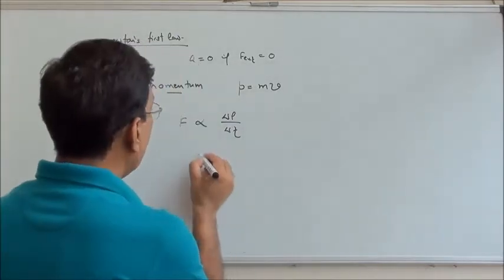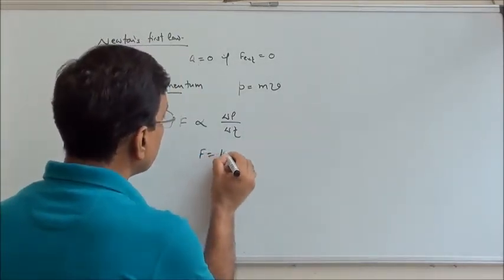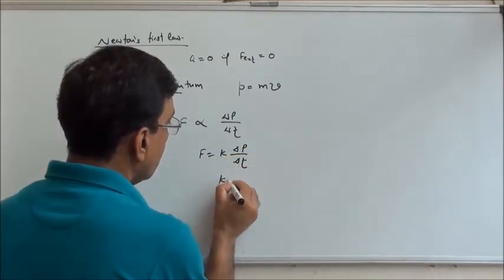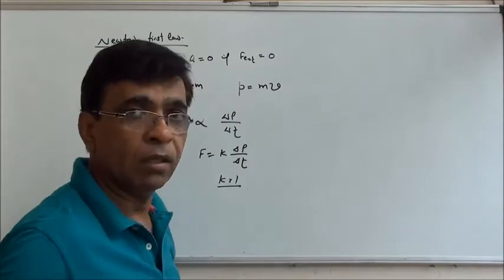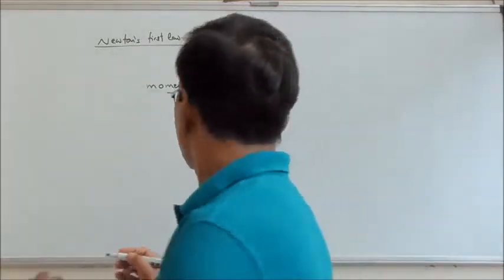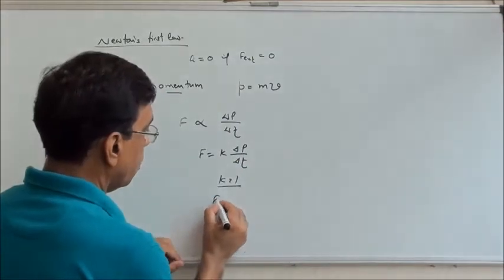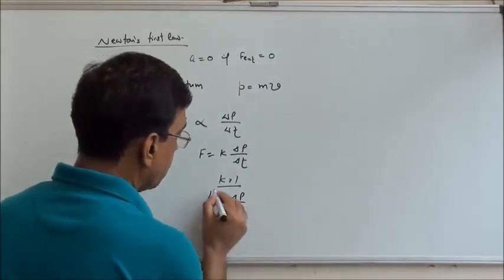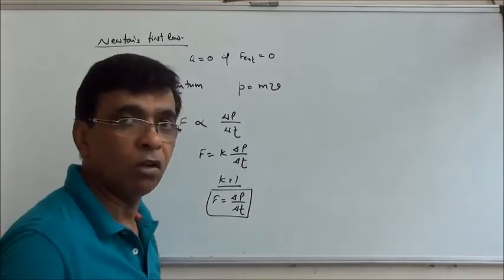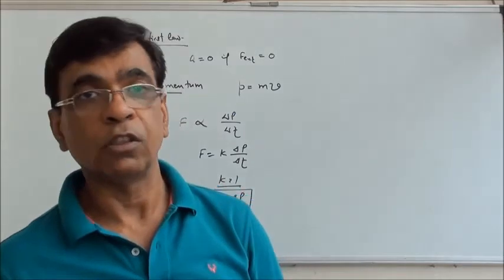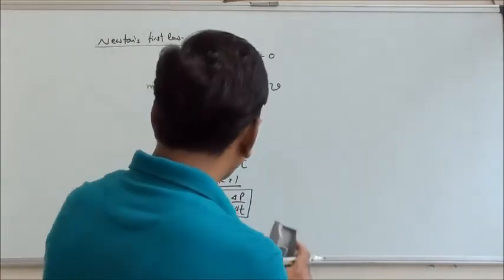and in SI units, this constant of proportionality has been chosen as 1. So F is del P by del T. This is Newton's second law of motion. Force acting on a body is directly proportional to the rate of change of momentum.